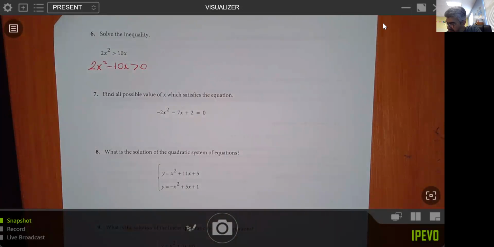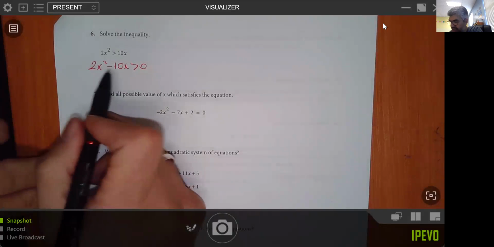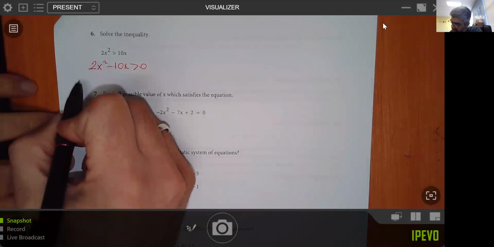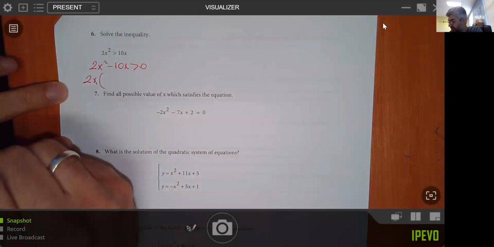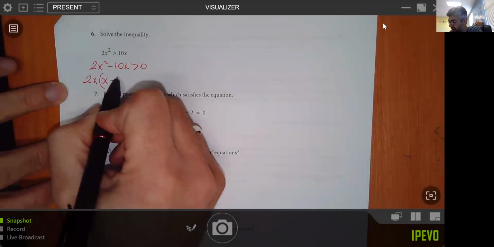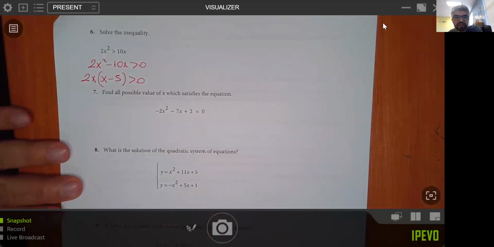Well, if this is the quadratic inequality, how do I solve it? I need to find the zeros, right, guys? To find the zeros of this quadratic function, I need to find the factors, and the common factor here is 2x. 2x times x is 2x squared. 2x times what makes 10x? Yes, it's negative 5. So 2x times x minus 5 greater than 0.